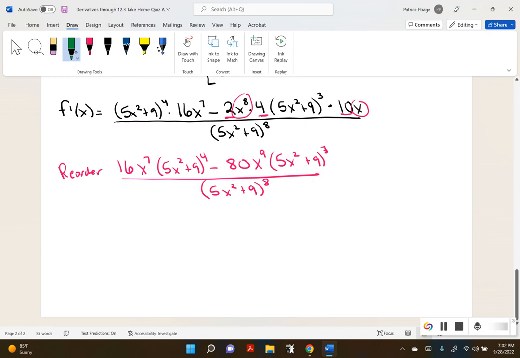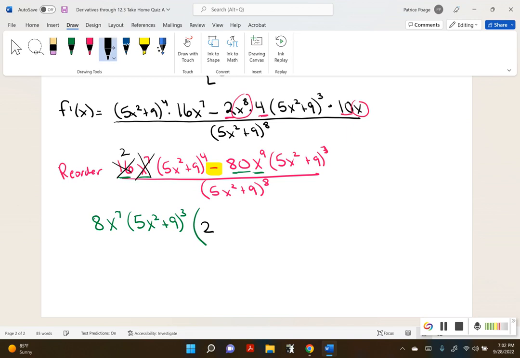So reading left to right, between 16 and 80, the biggest number I could take out is an 8. I have 7 x's and 9 x's, so I can take out 7 of them. And I've got 4 ugly terms and 3 ugly terms, so I can take out 3 of them. And it leaves me with, so on the left side of the subtraction sign, I got rid of 8, so 16 divided by 8 leaves me with 2. Got rid of that x to the 7 altogether. I got rid of 3 of the ugly terms, so it just leaves me with 1 of them.